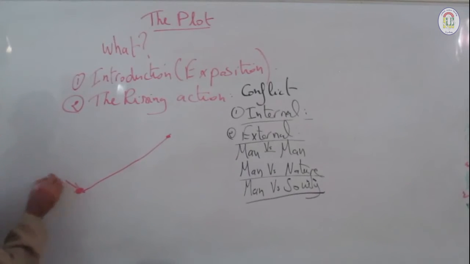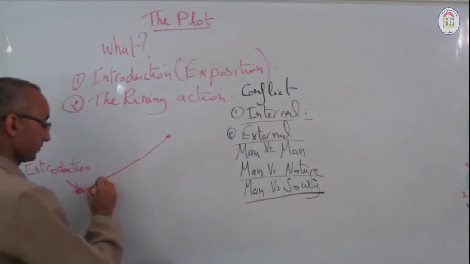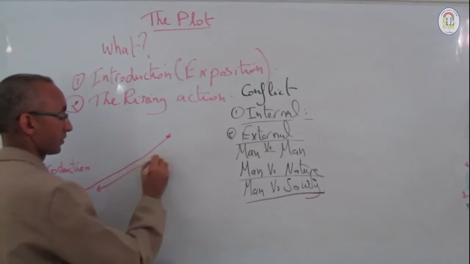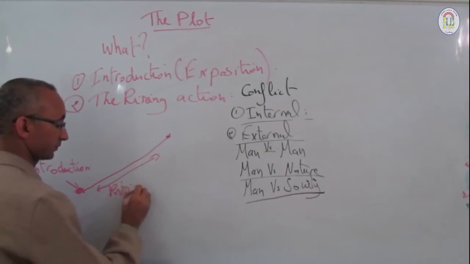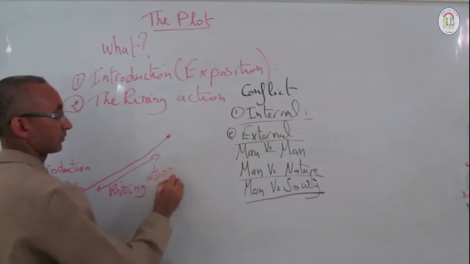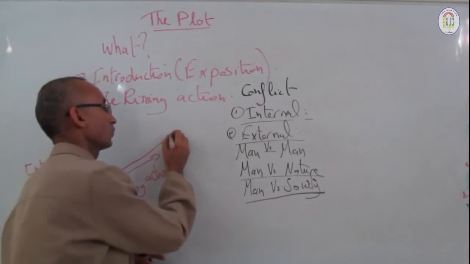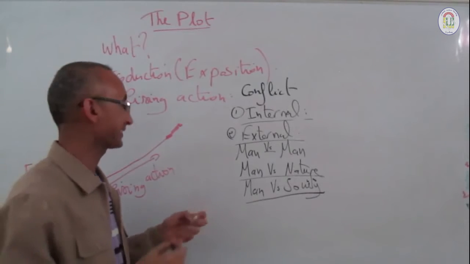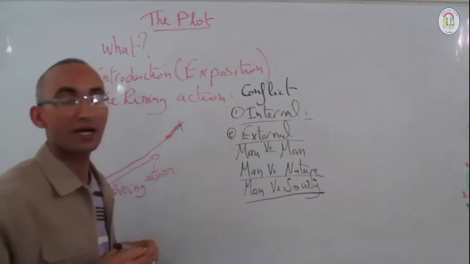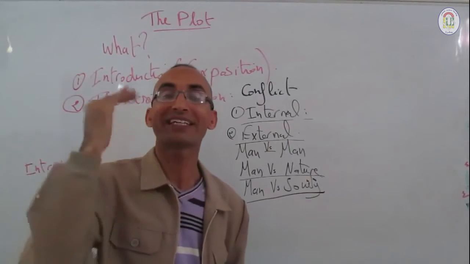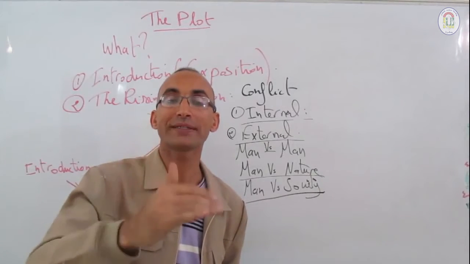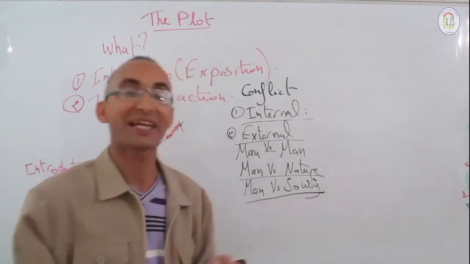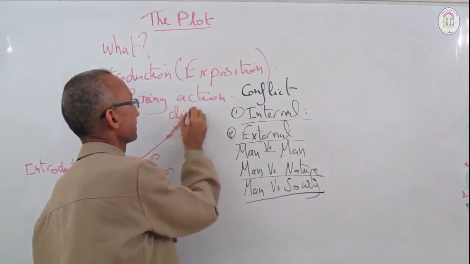This point represents the introduction. Then here we have rise in action. Then here, when rise in action reaches its peak and the summit, the highest level of complication in the story events, it's called the climax.